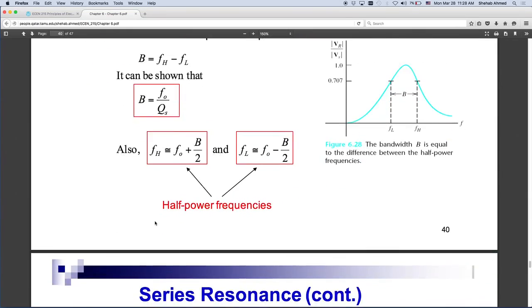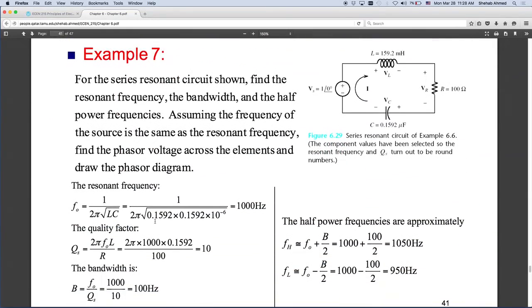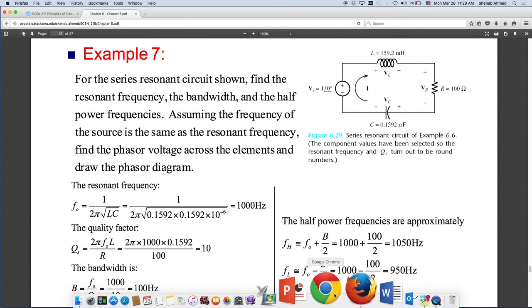Okay, so now we will do an example. We have a series resonant circuit that is acting as a bandpass filter. They would like to find the resonant frequency. And the resonant frequency is from this equation, 1 over 2 pi RC.